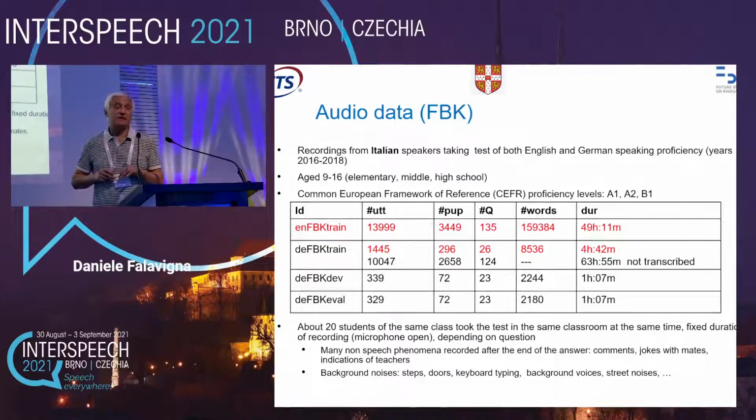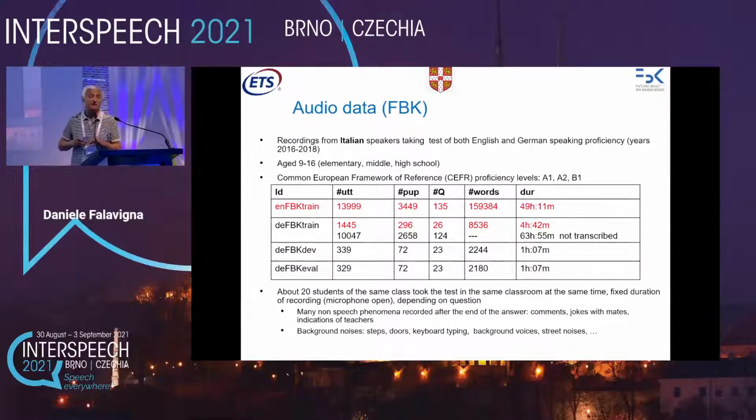FBK data. In this case, the recordings have been carried out in Italian schools where students took proficiency tests in both English and German during the years 2016-2018, in evaluation campaigns. The students are aged between 9 and 16, and the tests are in agreement with levels A1, A2, B1 of the Common European Framework of Reference.